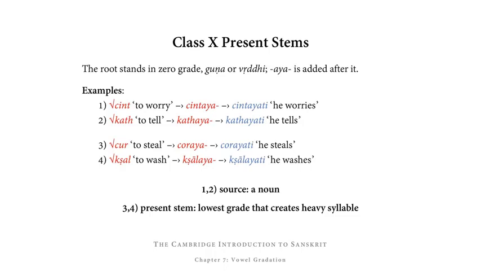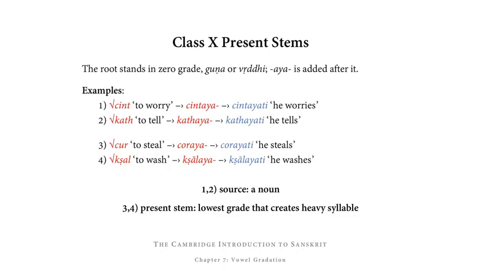Of chur, to steal, we have a present tense stem choraya and a third singular chorayati, he, she, or it steals. And of kshal, to wash, we have kshalaya with a third person singular kshalayati, he, she, or it washes.